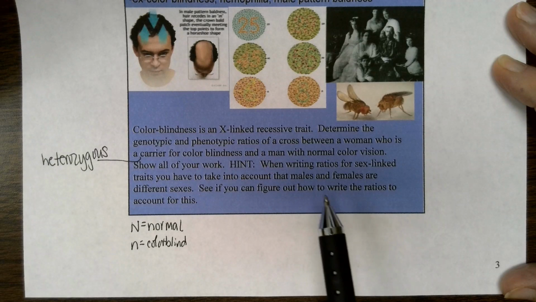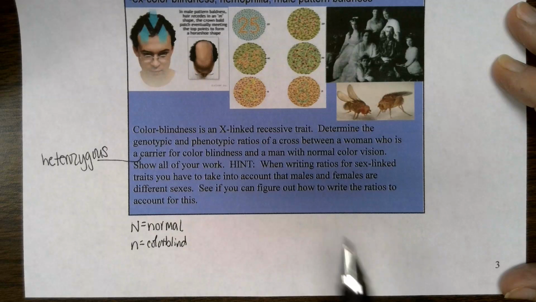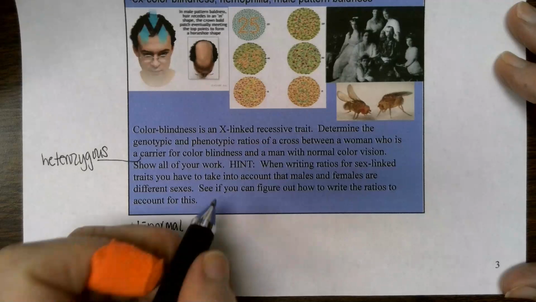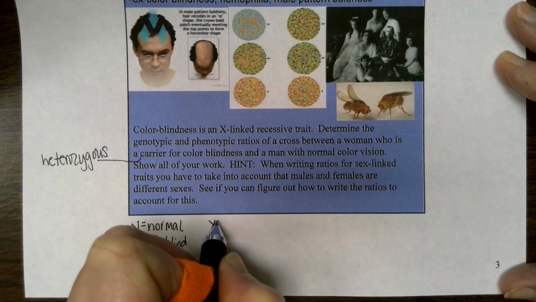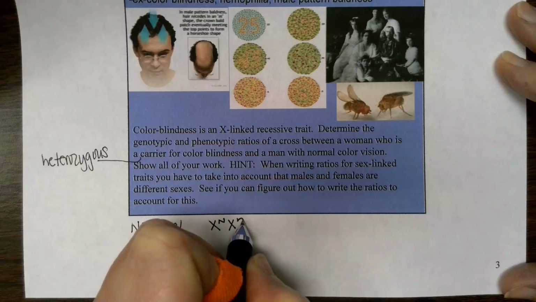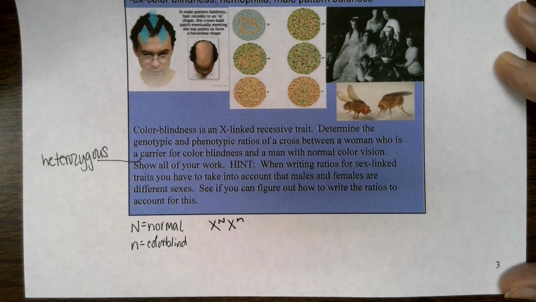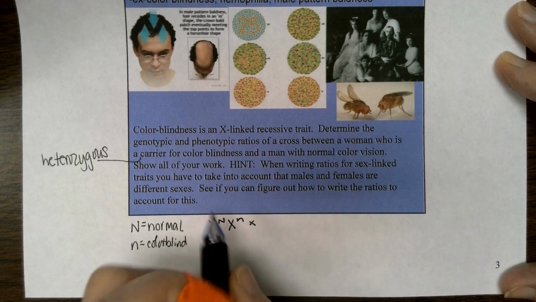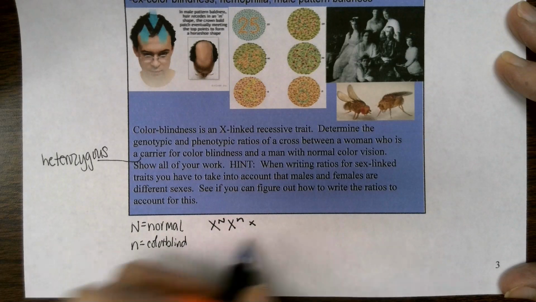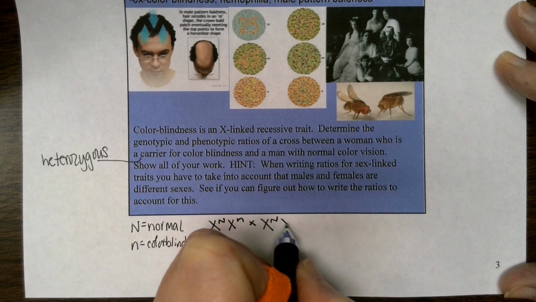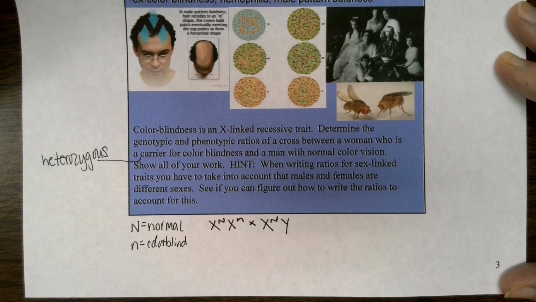And so this type of inheritance pattern is going to trip more people up than any other type, right? If you just use n's, your answers are automatically wrong because this is sex-linked, so you have to include the sex chromosomes. All right, so we've got a woman who's a carrier, so we're going to write her genotype like this. Okay, so she's heterozygous. And then the man, what does it say again? The man has normal color vision. So we're going to write his genotype like this. So that's our cross, right?